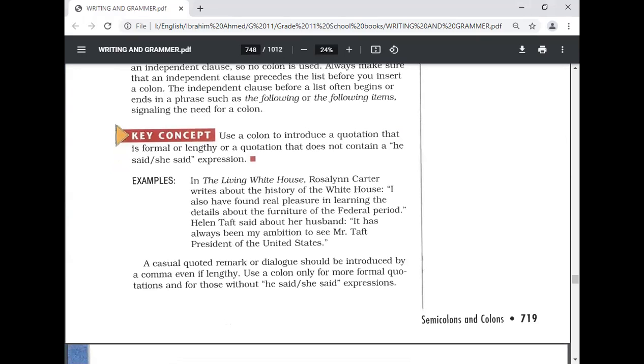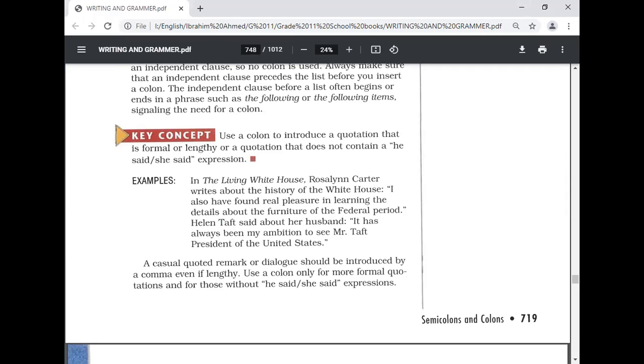Use a colon to introduce a quotation that is formal or lengthy, or a quotation that does not contain a he said or she said expression. Look at the example. In the Living White House, Rosalind Carter writes about the history of the White House. And then we have a colon. We have a long quotation, and it doesn't have he said or she said, so we need a colon before the quotation.